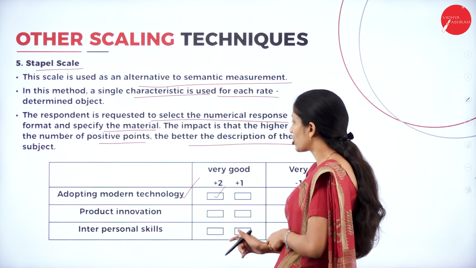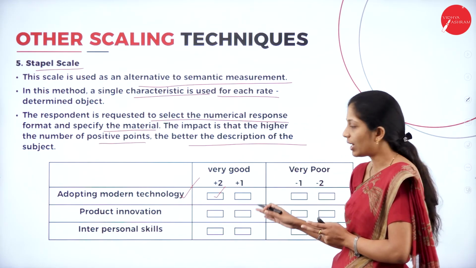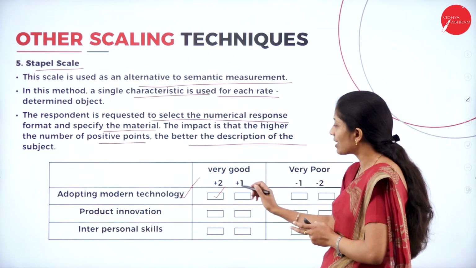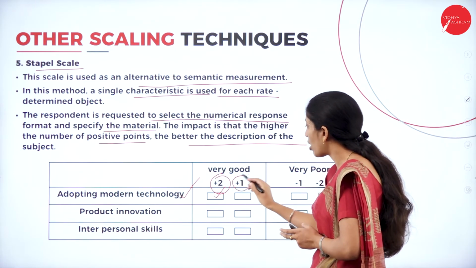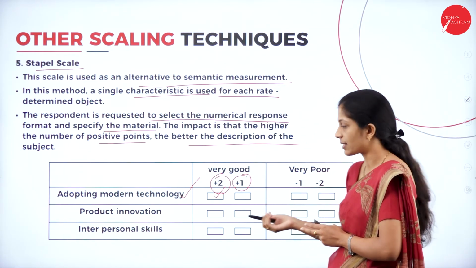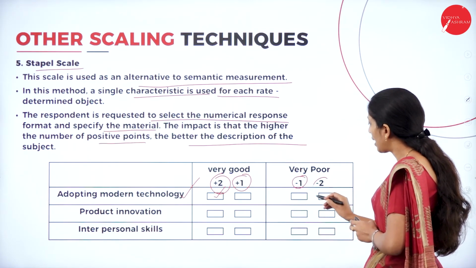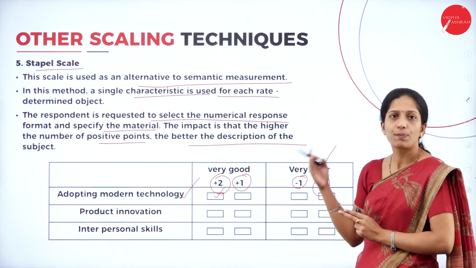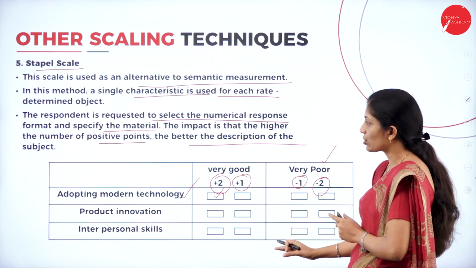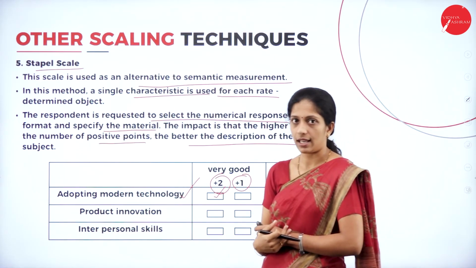So, product innovation. If it is very good, here also +2, +1. This indicates the opinion about how good it is. In the same way here -1 and -2, which indicates how poor it is. So, that is known as what? Staple scale. So, hope you are clear with this.